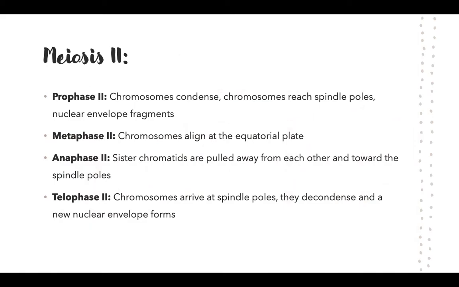So meiosis 2 consists of prophase 2, metaphase 2, anaphase 2, and telophase 2. Again, the chromosomes condense, the chromosomes reach the spindle poles and the nuclear envelope fragments in prophase 2. In metaphase 2, the chromosomes again align at the equatorial plate. In anaphase 2, the sister chromatids are pulled away from each other and toward the spindle poles. In telophase 2, the chromosomes arrive at the spindle poles, they decondense, and a new nuclear envelope forms. So meiosis 2 is pretty much exactly like mitosis.